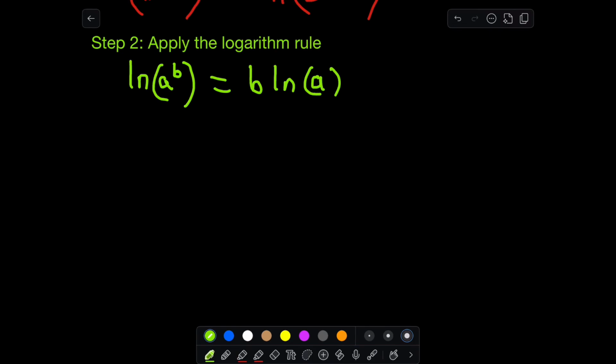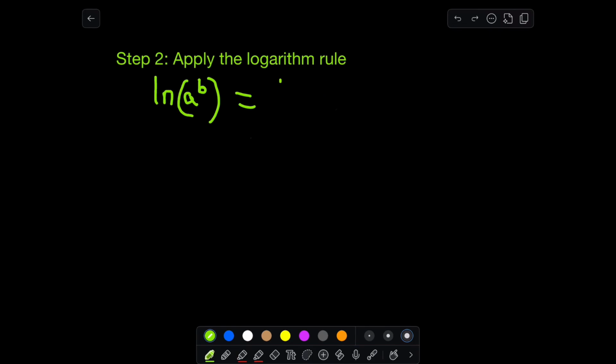For step 2, we apply the logarithm power rule. When you take the natural log of something raised to a power, like the natural log of a raised to the b, you can bring the exponent down in front.